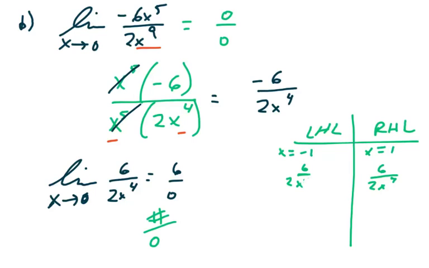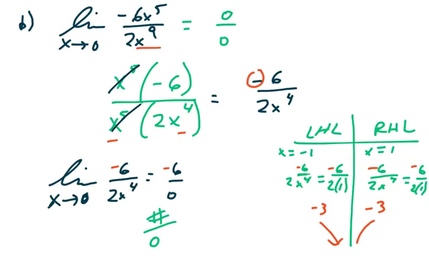Sorry, I'm just trying to write small. Now, if we plug in negative 1, we're going to get 6 over 2 times negative 1 to the 4th power, negative 1 times negative 1 times negative 1 times negative 1, which is positive 1. And if we plug in positive 1 to the 4th power, we also get 1. Oh, I forgot my negative here. That's why these should all be negative 6's. Sorry about that. So I'm going to get negative 6 divided by 2, which is negative 3.